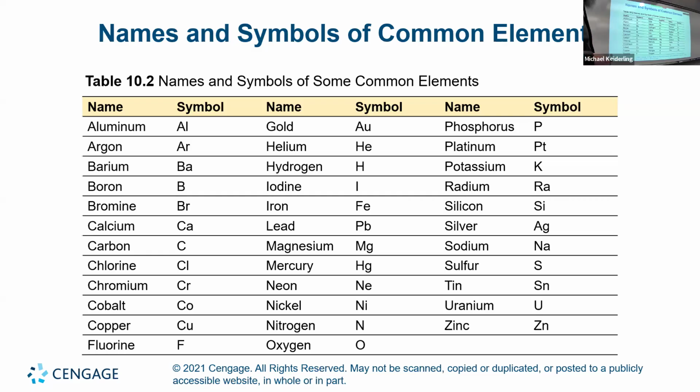magnesium is Mg, mercury is Hg, neon is Ne, nickel is Ni, nitrogen is N, oxygen is O, phosphorus is P, platinum is Pt, potassium is K, radium is Ra, silicon is Si, silver is Ag, from argentum, which is the Latin for silver. Sodium is Na, I can't remember where that's from. Sulfur is S, tin is Sn, uranium is U, zinc is Zn.